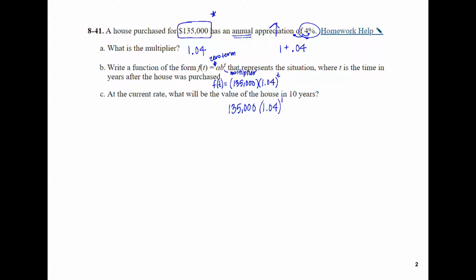We're going to follow our order of operations when we type this into our calculator. So we get our house is approximately worth $199,833 after 10 years.